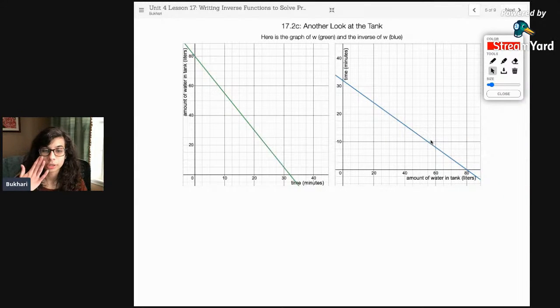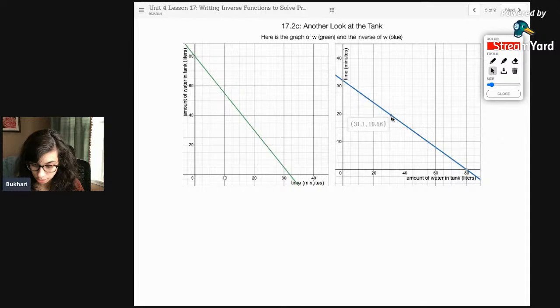And going a little further, like we talked about in lesson 6, but also in our previous lesson before, here are the two graphs of our functions. We have our time in minutes as a function of the amount of water, and our amount of water in the tank as a function of time, right? Looking at both of these relationships, what do you notice here?